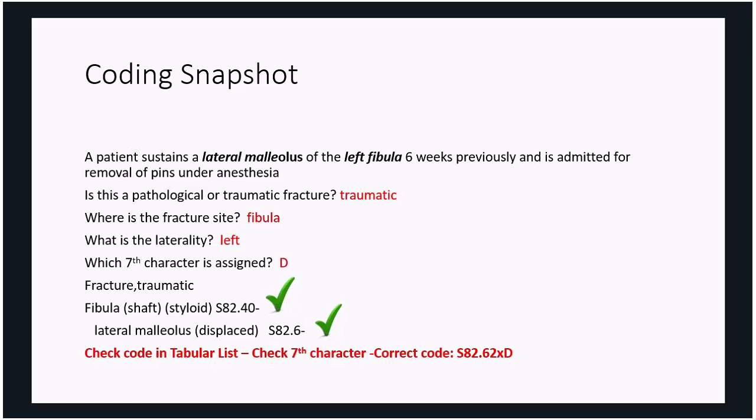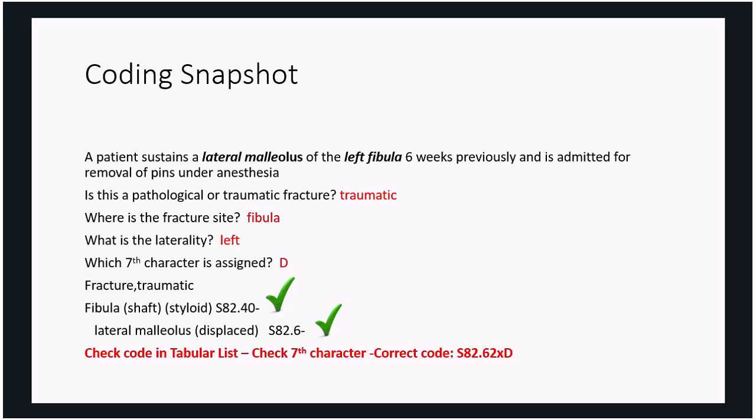We know where the fracture site occurred, lateral malleolus. So we look at our indented term here, and it says lateral malleolus, and it has displaced, code S82.6 and a dash and a check mark. So now let's go to our tabular list and look at this closely. When we go to S82.6, what we see there to the left is a box, and it says a check, an X, and seventh character. This indicates to us that this fracture code requires 7 characters.